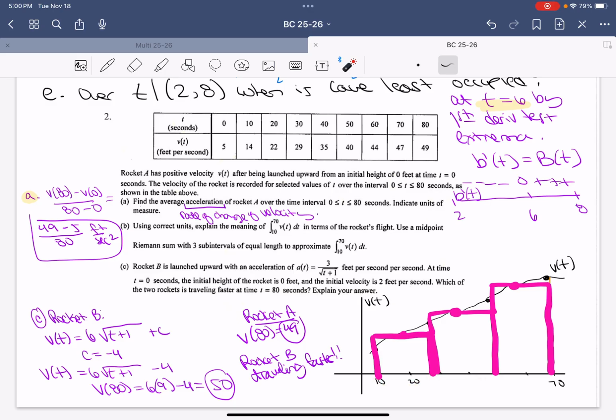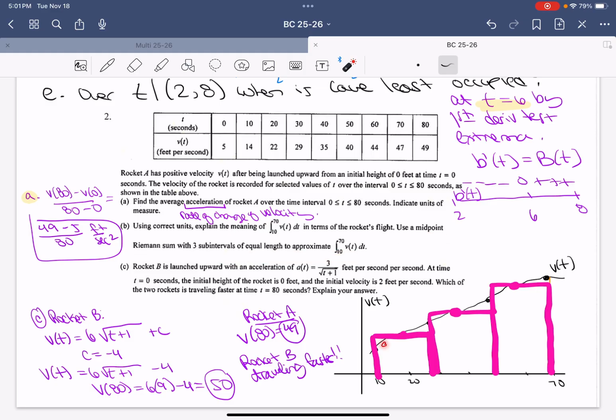So what's the height? The height of this first rectangle is the velocity, or the f function value at t equals 20, which is 22. So the area here is 20 times 22, plus this area here is, let's see, is this 40? Yeah, t equals 40, so that height is 35. 20 times 35. Then you add up these three areas, and you'll have found the approximate value.